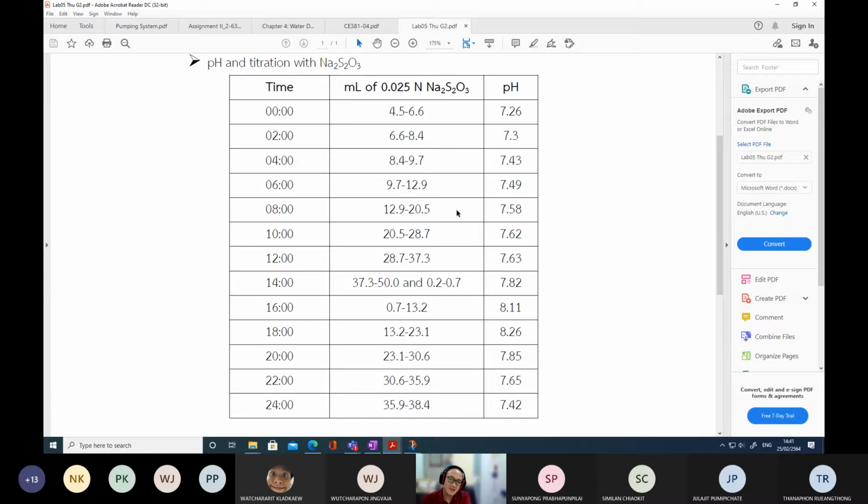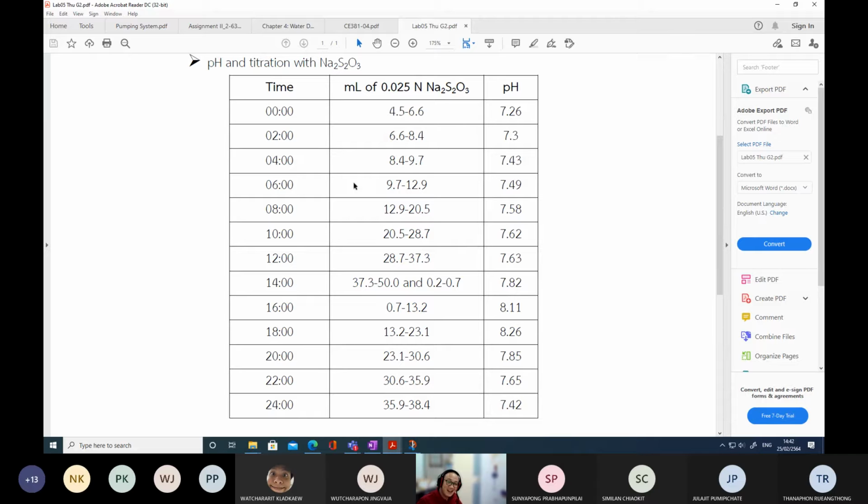these are the values we obtained from the titrations. If you want to determine the amounts of the oxygens dissolved, for example at the midnight, you take 6.6 subtracted by 4.5, so it's equivalent to 2.1 milligrams per liter. So it means that in the midnight, the dissolved oxygens is only 2.1 milligrams per liter. So aquatic organisms do not feel comfortable to live there. 4 o'clock, it goes very low, only 1.3 milligrams per liter.